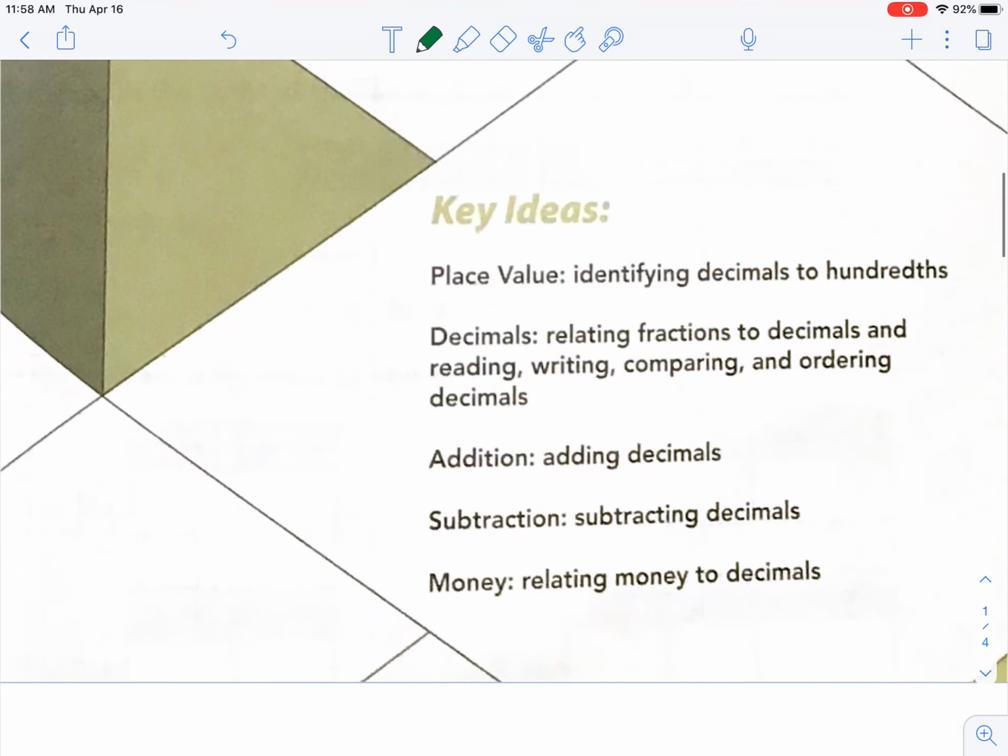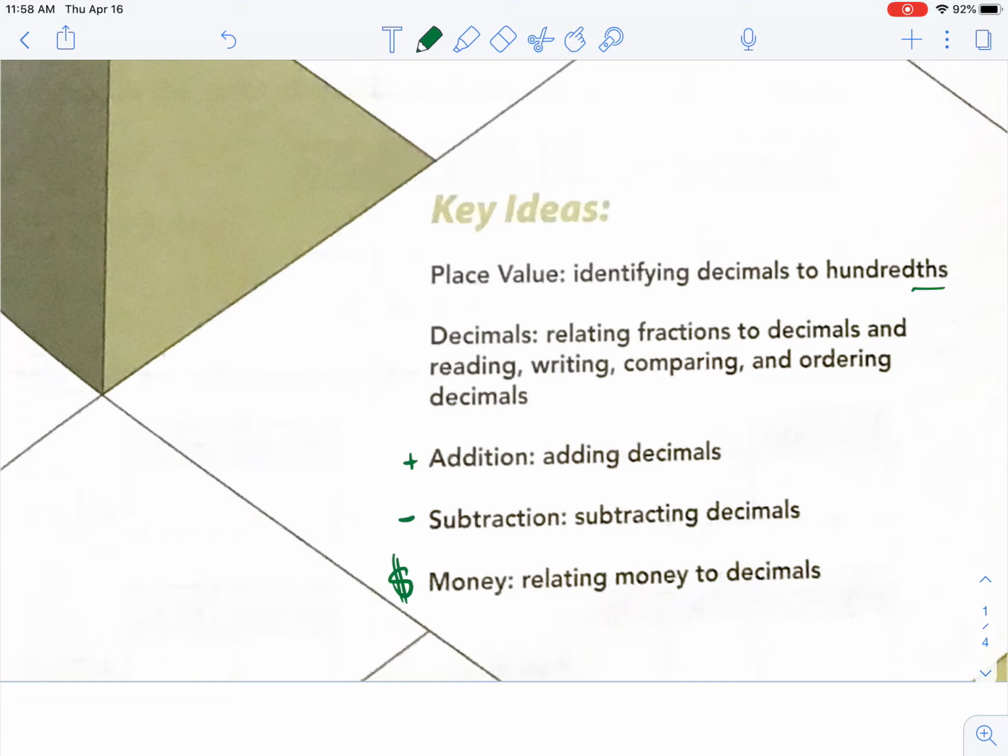This time we are going to learn how to identify decimals to the hundredths, not hundreds, but hundredths. T-H-S, that's a fraction. Decimals, relating fractions to decimals, and reading, writing, comparing and ordering decimals. We'll get that. We're going to be adding decimals. Awesome. And we're going to be subtracting decimals. And then we're going to be showing you how money relates to decimals.